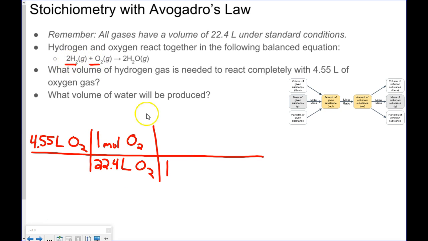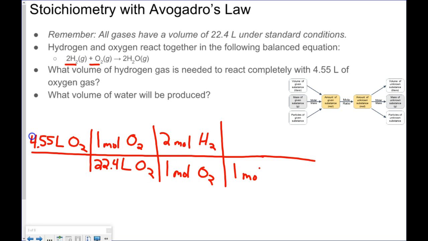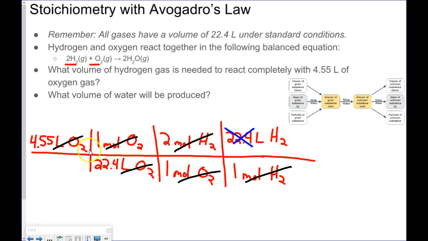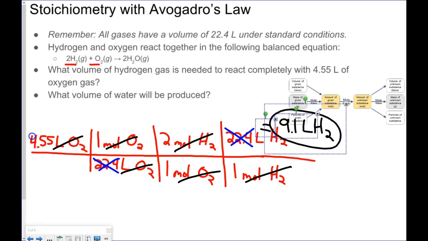Now I need to get to hydrogen, and we know that for every 1 mole of oxygen, we have 2 moles of hydrogen. So I'm going to put 1 mole of oxygen down there, 2 moles of hydrogen up here. Now we need to convert that back into liters, and we know that for each mole of gas at standard temperature and pressure, that's going to work out to be 22.4 liters. Same idea there. Those are going to cancel out. Liters of oxygen cancels, moles of oxygen cancels, moles of hydrogen cancels, and 22.4 liters here and 22.4 liters there is going to cancel out as well, leading me to 9.1 liters of hydrogen gas is going to be produced.